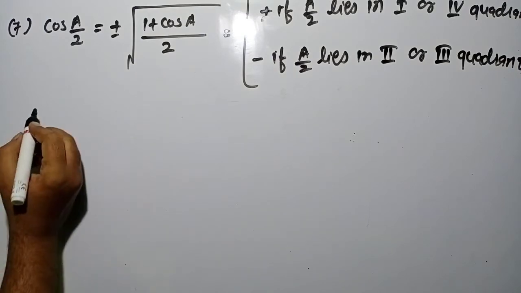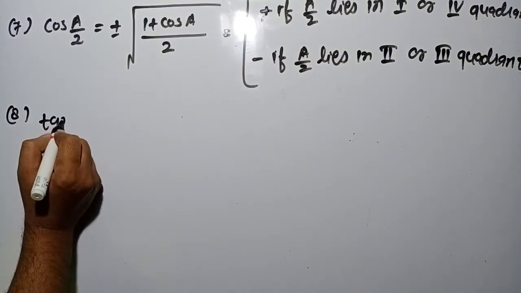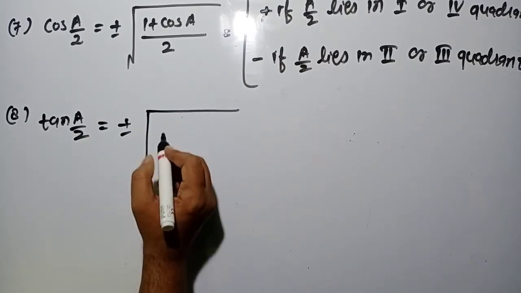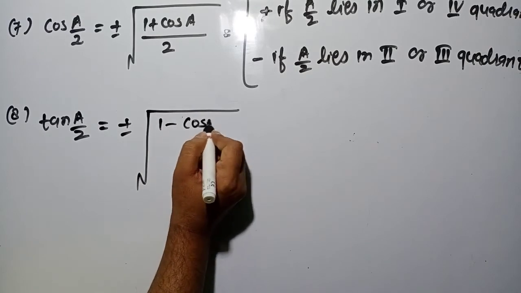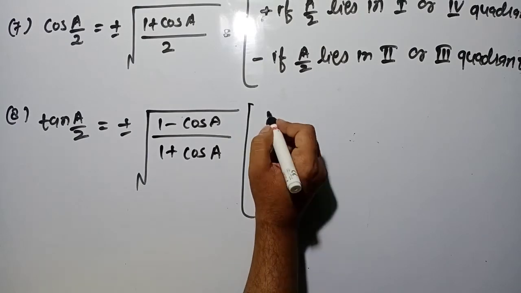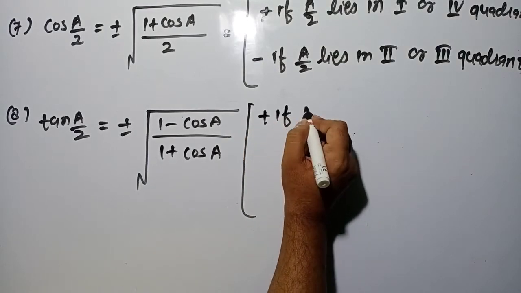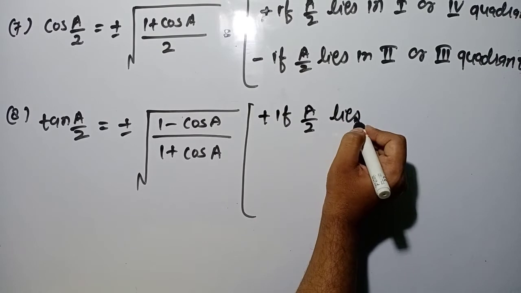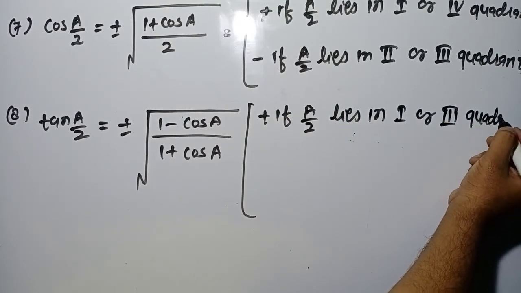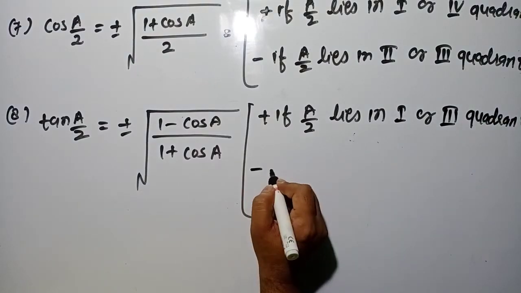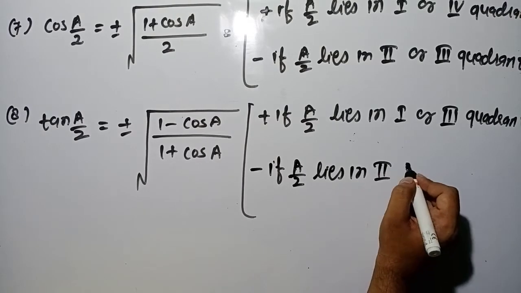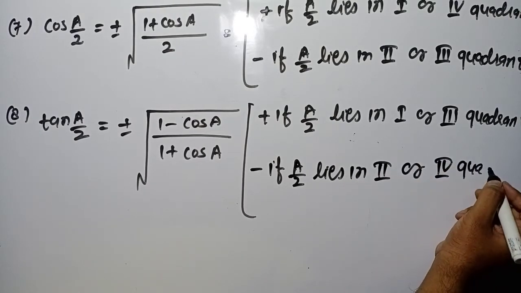Now moving to the next formula, formula number 8, tan a by 2. So plus minus we can write root of 1 minus cos a upon 1 plus cos a. Right? If tan a by 2 is plus, tan is positive in first and third quadrant, and if tan a by 2 is negative, then a by 2 lies in which quadrant? In quadrant number 2 and quadrant number 4.